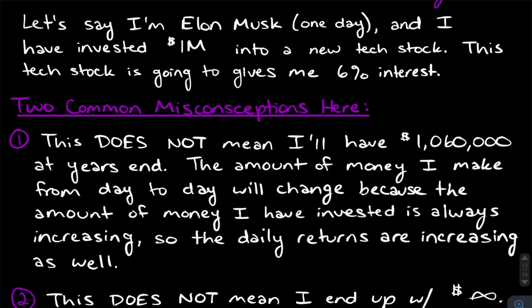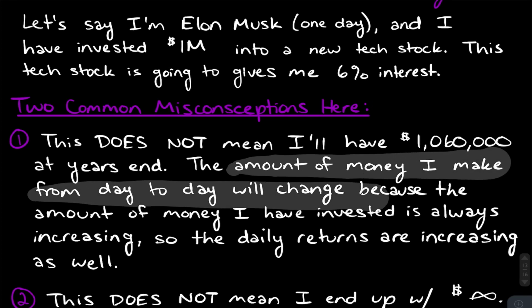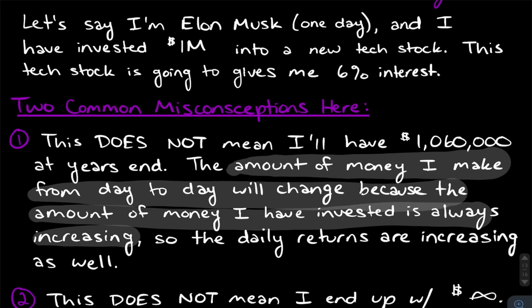This example right here says, let's say that I'm Elon Musk, and I have invested $1 million into a new tech stock. This tech stock is going to give me 6% interest. Now, when we talk about having 6% interest, here's a very common misconception: this does not mean that I'm going to make 6% on the year. That doesn't mean that I'm going to end up with $1,060,000, right? That's not what I'm going to have at year's end. The reason for that is because the amount of money that I'm going to make from day to day is going to change. Why? Because the amount of money that I have invested is always increasing.